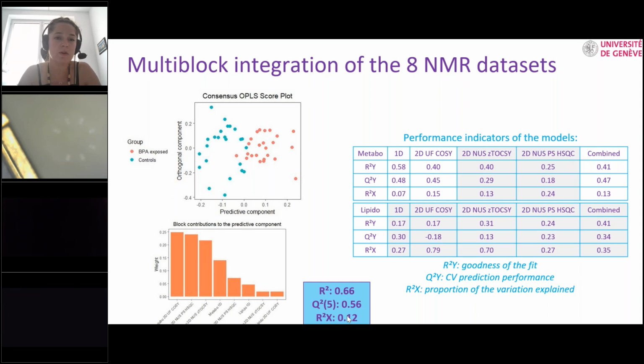And this is because obviously, by combining metabolomics and lipidomics, we are covering a larger part of the metabolome, and that means we are able to understand a larger part of the biological changes that are happening because of the bisphenol A exposure, which helps us to have more confidence in our model.